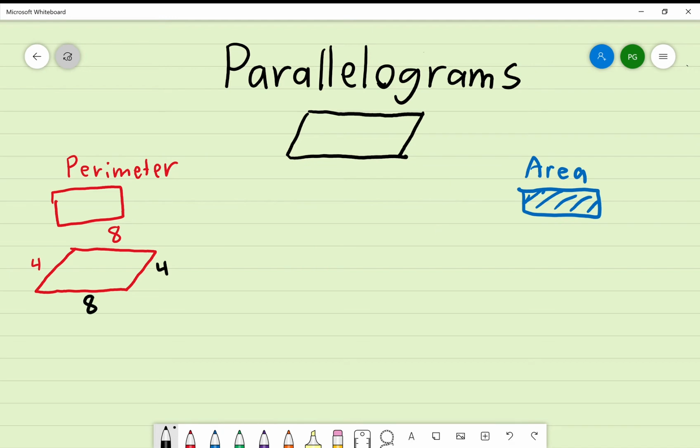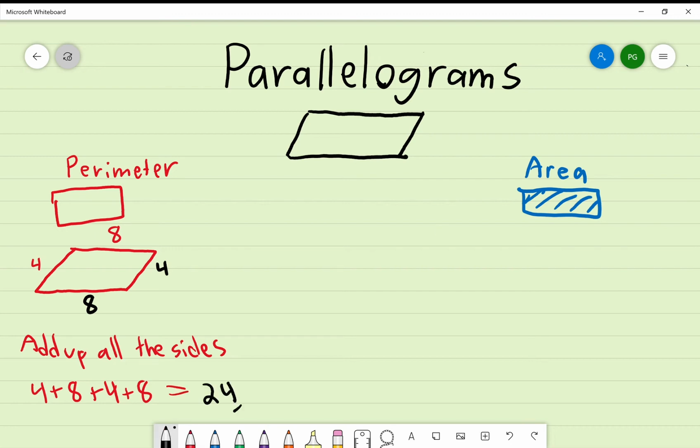Now to find the perimeter, you just add up all the sides. I know this may seem obvious, but just in case. So we take 4 plus 8 plus 4 plus 8. Okay, let's do it. Well, 4 plus 8, that's going to be 12, plus 4, that's going to be 16, plus 8, that's going to be 24. Boom, you just found the perimeter of your parallelogram.